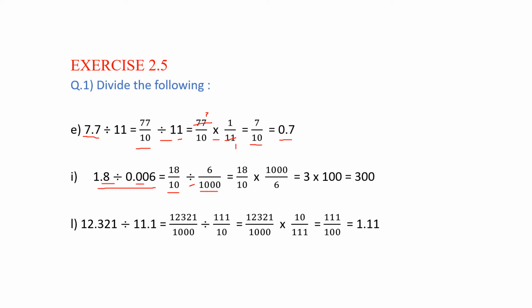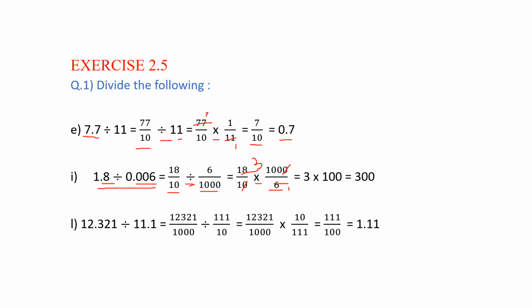Why? Because here three decimal places are there. So obviously here divided by 1000, right? Three zeros will come. Okay. Now we'll convert this division sign into multiplication by writing the reciprocal of the second number. So our next step is 18 upon 10 into 1000 upon 6. Now you can see here this 0 we can cancel, right? And then these two numbers are also divisible. 6 ones are 6 and here 6 threes are 18. Got it? So our answer is 3 into 100, that is 300.